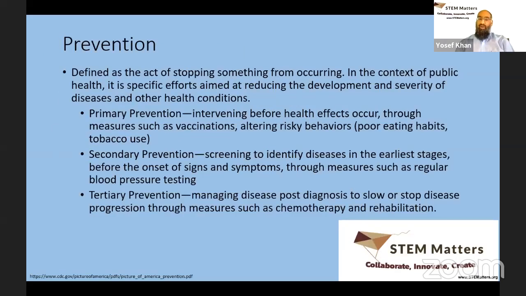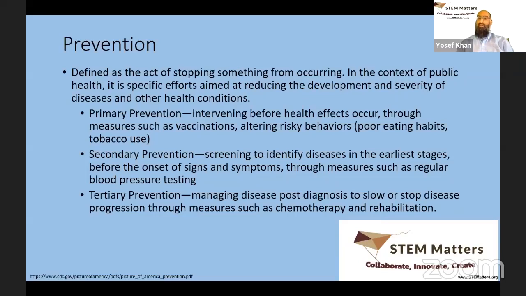When we think about prevention itself, the textbook definition of prevention is the act of stopping something from occurring. And in the public health context, it's really aimed at reducing the development and the severity of diseases and other health conditions. And within public health, we have 3 main types of prevention. We have primary prevention, which is intervening before health effects occur. So stopping a disease from ever occurring.